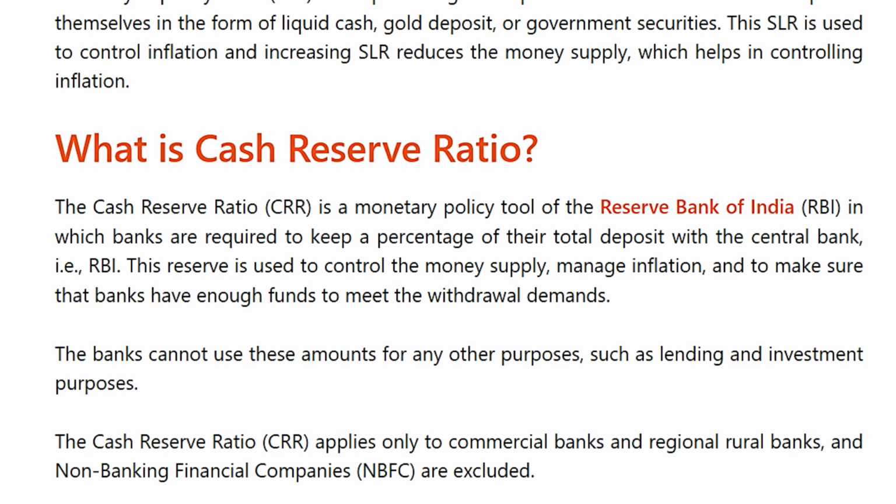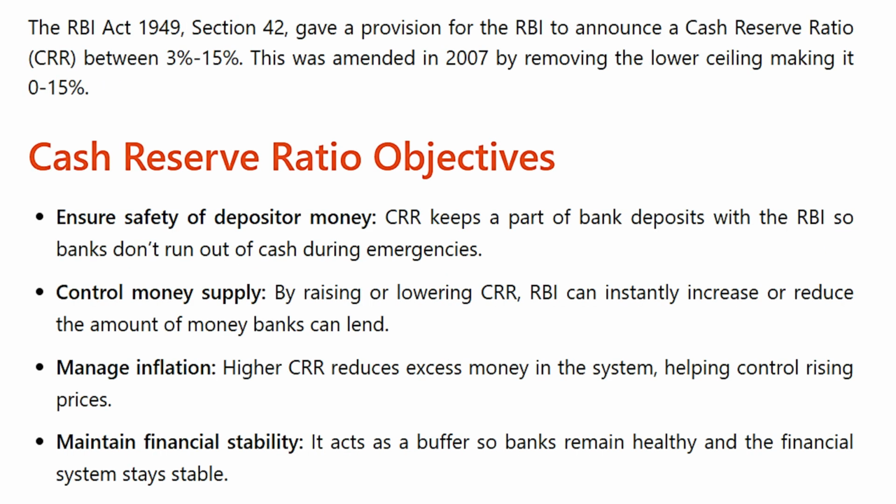The cash reserve ratio applies only to commercial banks, and regional rural banks and non-banking financial companies are excluded. The RBI Act 1949 Section 42 gave a provision for the RBI to announce a cash reserve ratio (CRR) between 3% to 15%. This was amended in 2007 by removing the lower ceiling, making it 0 to 15%.